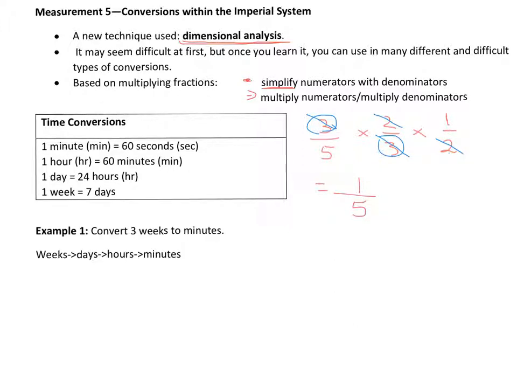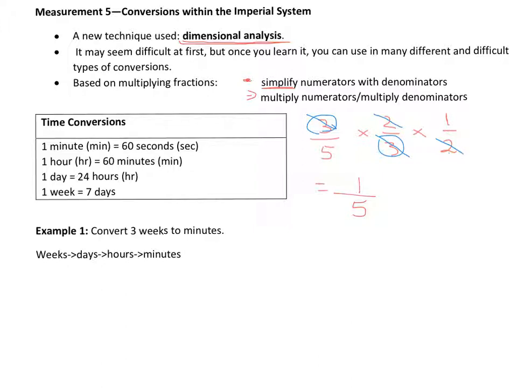If I had other numbers that did not cancel out, I would just multiply across the top, I would multiply across the bottom for the denominators, and then I would have some number over some number, and if I needed to, I would simplify, or if I wanted it as a decimal answer, I would use a calculator and divide. So 1/5, remember, is the same as 1 divided by 5. So keep those 2 things in mind as we do this type of conversion.